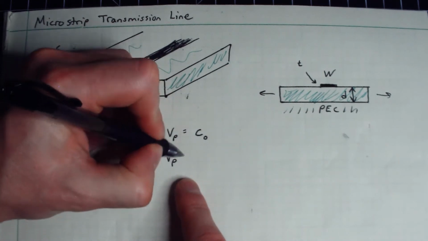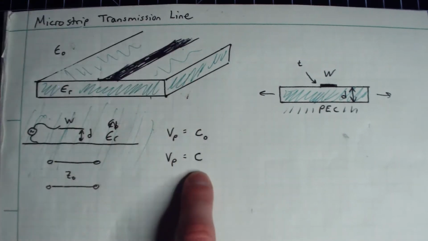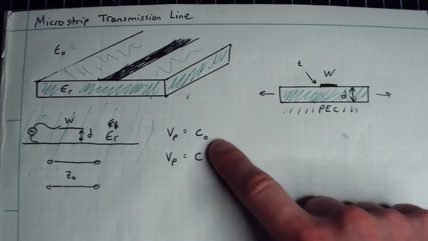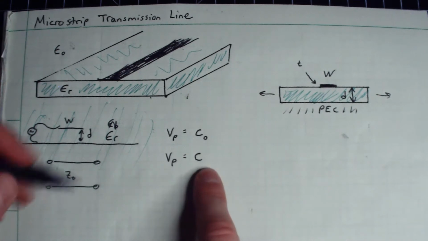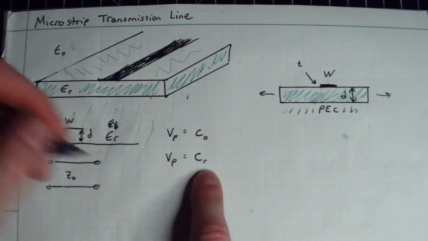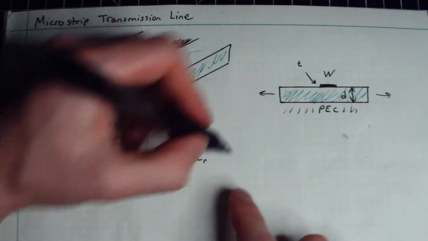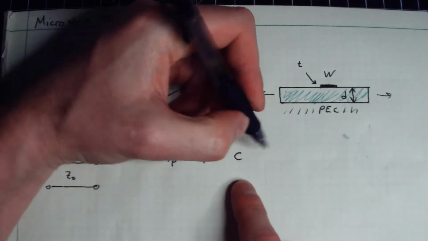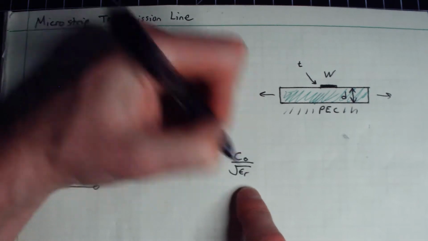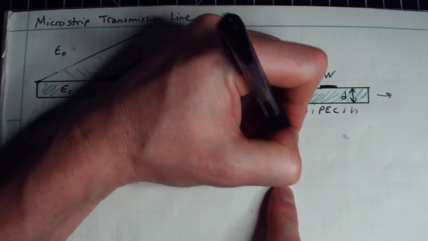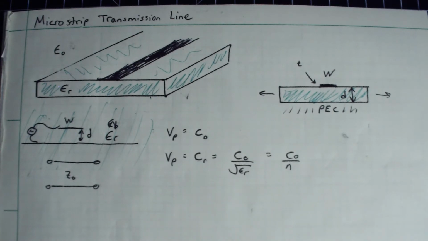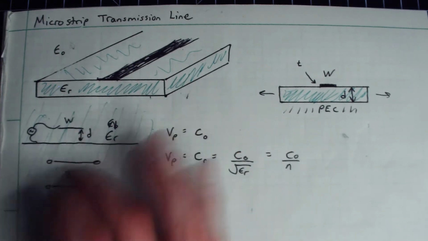So in that case, you'll say Vp is C. This is why I often use the sub-zero to indicate the speed of light in a vacuum. The speed of light here, we could write as, say, C sub R or C sub N for whatever the index of refraction is. But you would define this as C naught divided by the square root of epsilon R, or you could say C naught over the index of refraction for that material, because those are one and the same. So that should again be pretty intuitive.